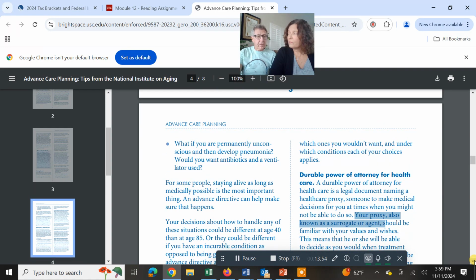My durable power of attorney says that if I'm that far along, to put me on a surfboard and push me out to sea. Can be any day now.